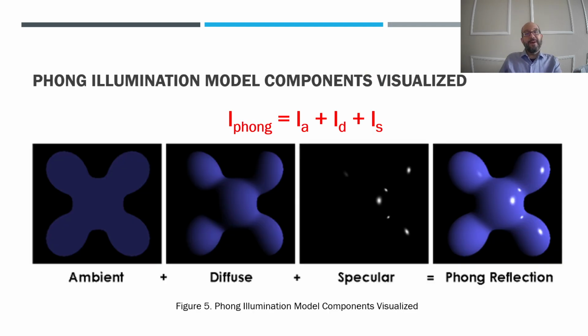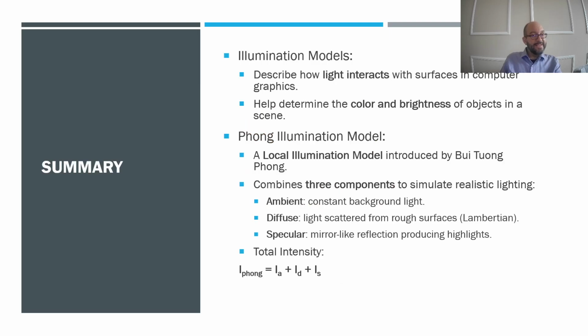We can clearly see how the different components create the final result: ambient plus diffuse plus specular highlights. If they combine, they create a perfect small reflection. Summarizing, we talked about illumination models, which describe how light interacts with surfaces in computer graphics, and more specifically about the Phong illumination model, which is expressed by the combination of ambient, diffuse, and specular highlights in order to create the total Phong intensity.